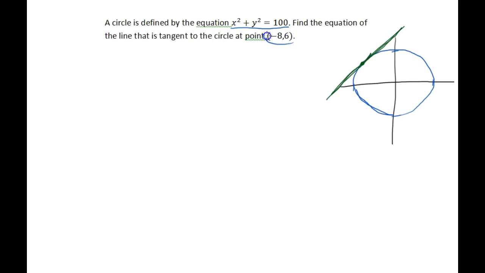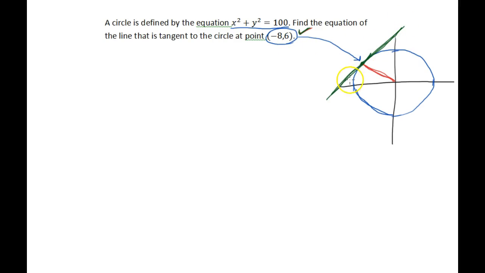I'm going to circle this -8, 6. That's our point right there. And then in red, I'll come through and draw this radius from the center of the circle out to that point. Now what we need in order to find the equation of this line is a slope and a point. We have a point. Nice. I'll check that off in green to show that we're working with the green line. Now we need to find a slope.